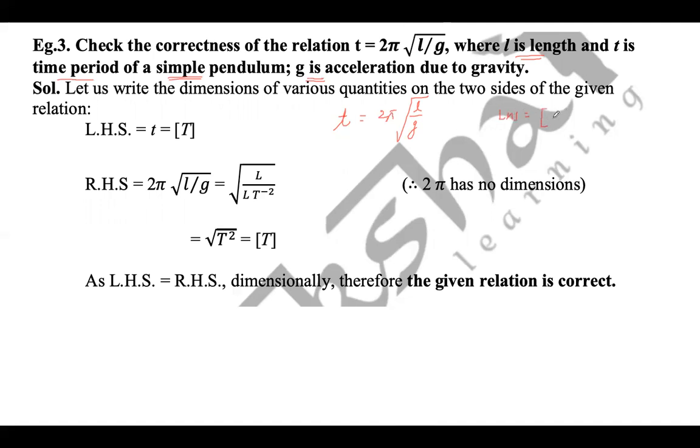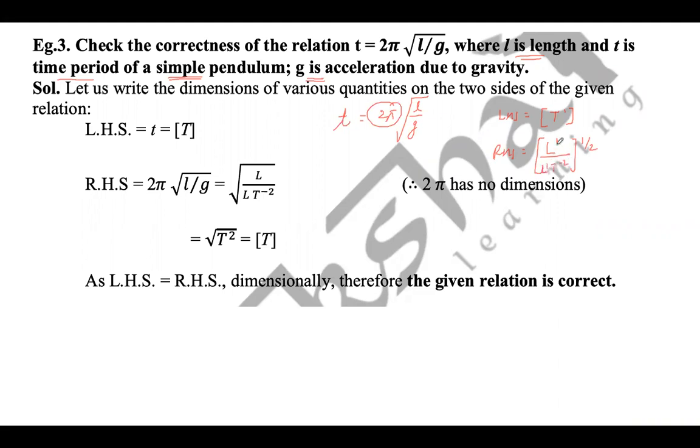left hand side, because it is time, it will be T1. And for the right hand side, if you see, 2 pi root under L by G, 2 pi is a constant, it will have no dimension. Length means L raised to the power 1, and G is acceleration, so this is L1 T minus 2.